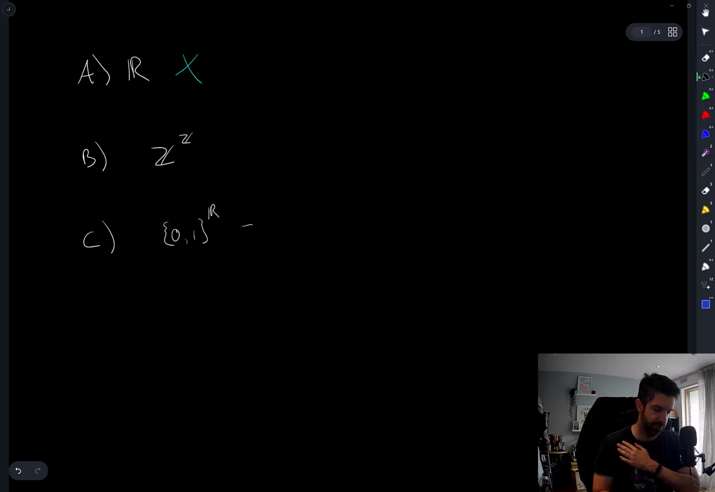Even just the notation for this typical type of thing, it's equal to this, so this is the power set of R. That might be the answer.